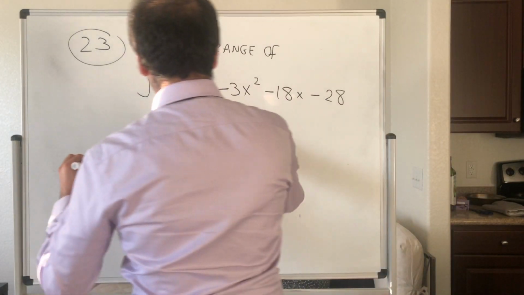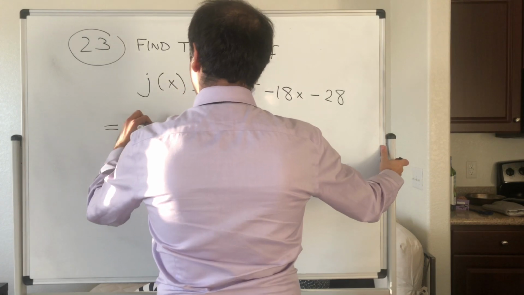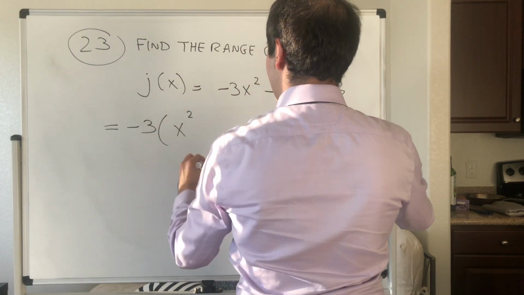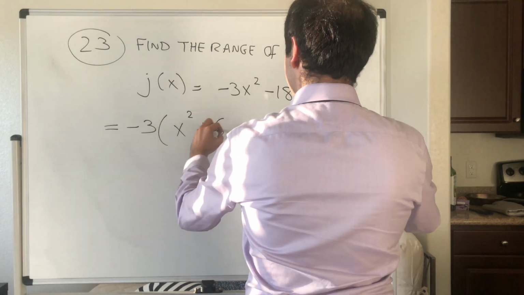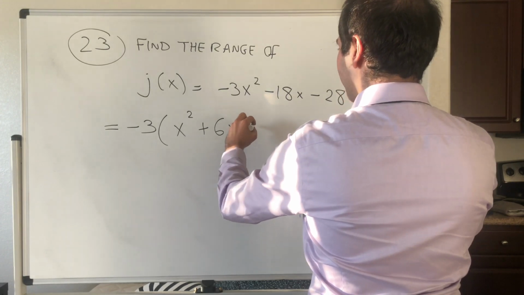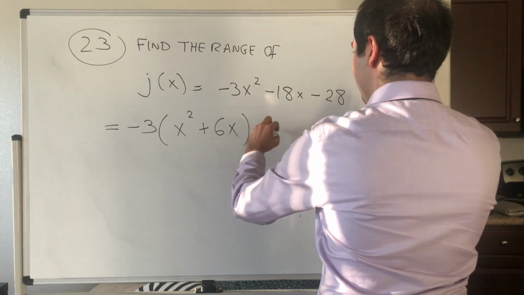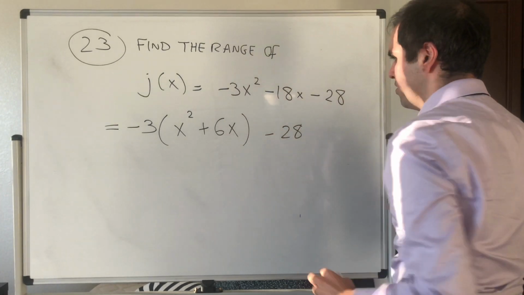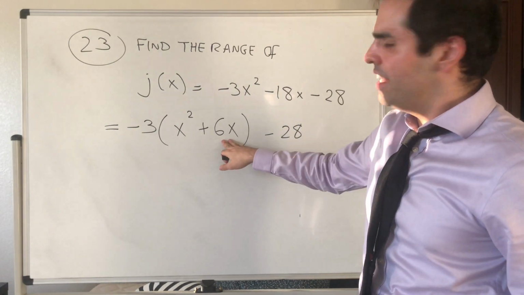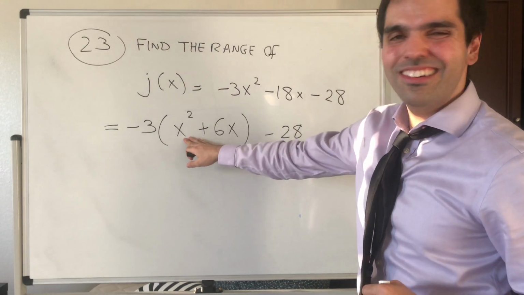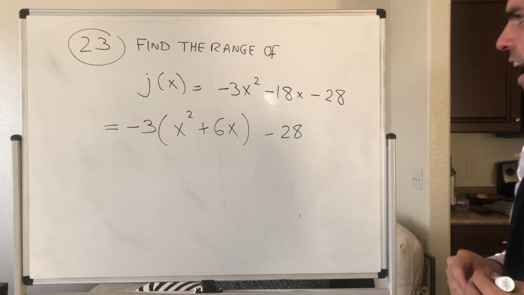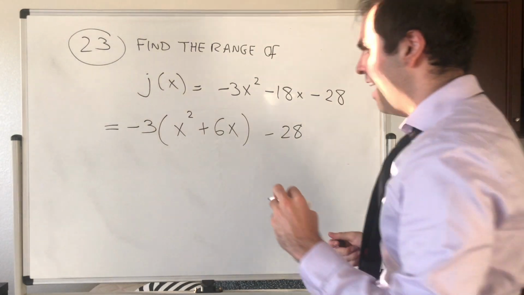So first of all, because of this minus 3, let's factor out minus 3. So minus 3 times x squared plus 6x. And then this is kind of ugly. In fact, let's leave it like that. You'll see why. So minus 28. And now, this looks like the beginning of a love story. It looks like the beginning of a perfect square, which is x squared plus 6x plus 9.